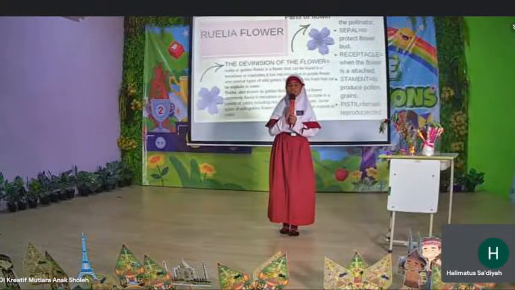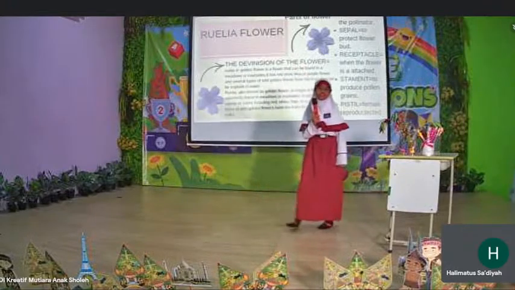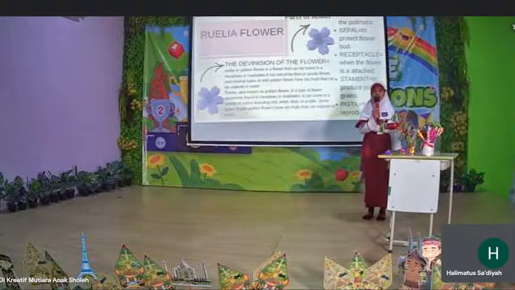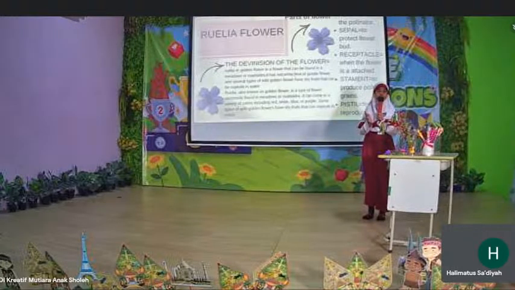Hello friends, my name is Quinsa. I'm from 5B Alphabet class. Today I want to present about the Relia flower. Do you know the parts of the Relia flower? Okay, the parts of the Relia flower: the first is pistil, the second is stamen, the third is receptacle, the fourth is petal, and the fifth or the last is sepal.